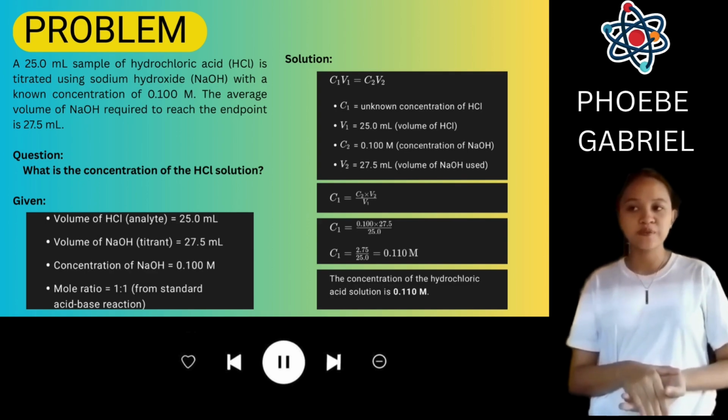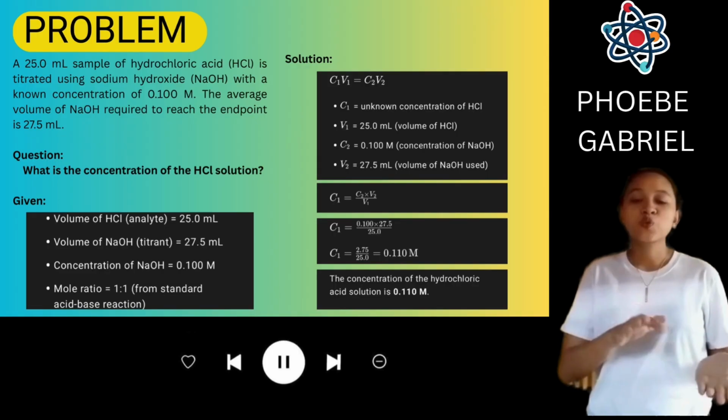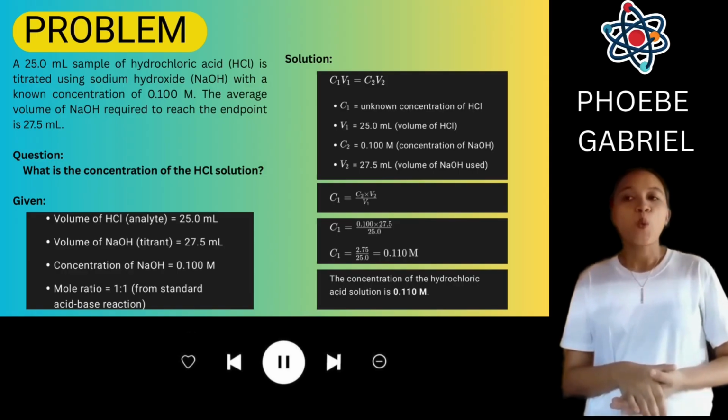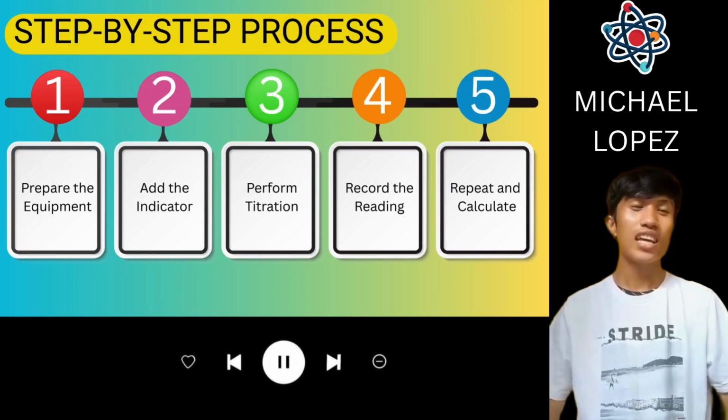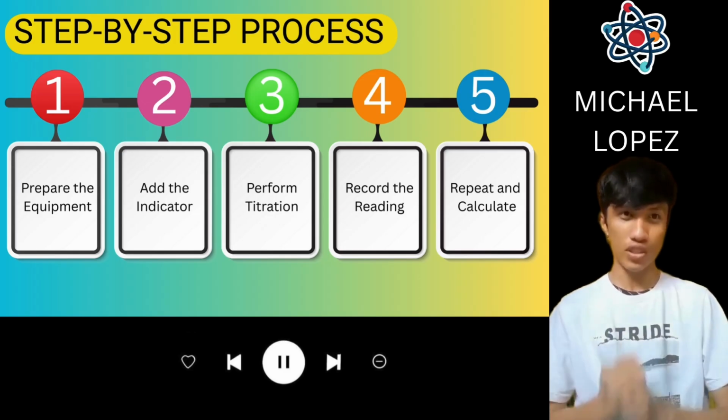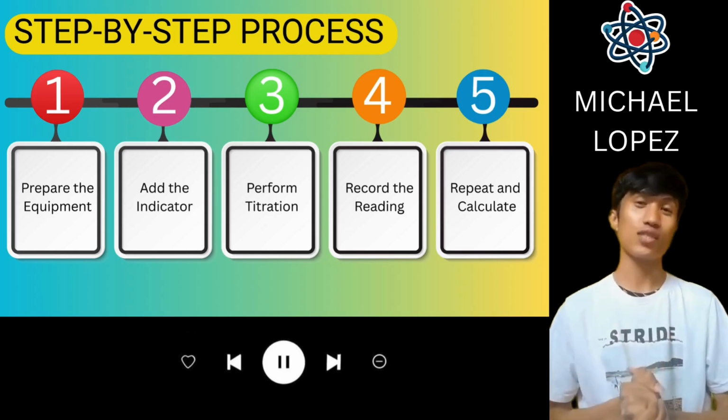So we have C1 equals 0.100 times 27.5 divided by 25.0. So our C1 will be 2.75 over 25.0, which is 0.110 moles. So the concentration of the hydrochloric acid solution is 0.110 moles. In the titrimetric method, it is important to follow the step-by-step procedures so that the titration is well performed.